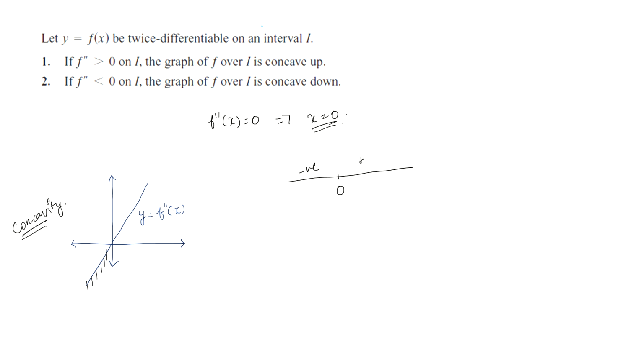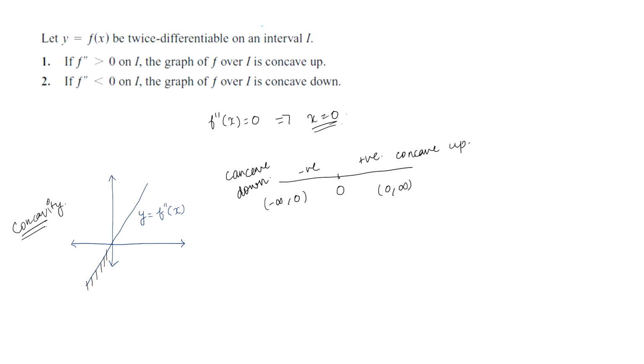Now, if f double dash of x is greater than 0 on I, then we say that the function is concave up. So, observe that in the interval 0 to infinity, the function is positive, therefore it is concave up in the interval 0 to infinity. And if f double dash is less than 0 on an interval I, we say that it is concave down. So, here in the interval minus infinity to 0, we can see that the function is negative. Therefore, f double dash of x is less than 0. Therefore, we will say that it is concave down in this region.